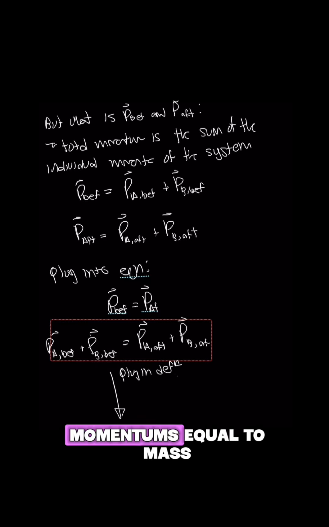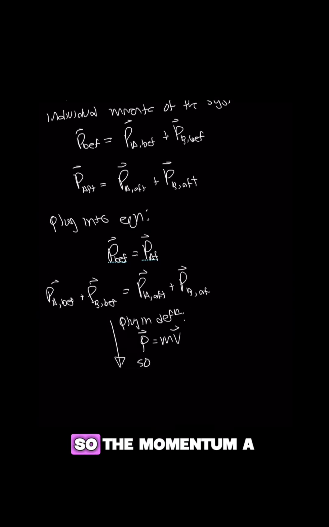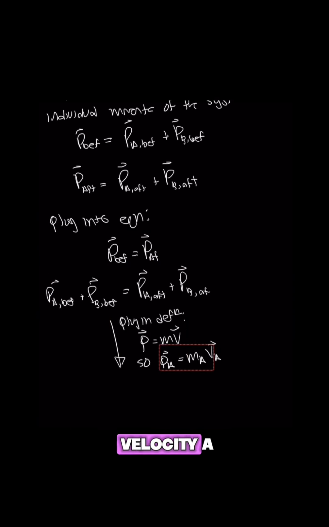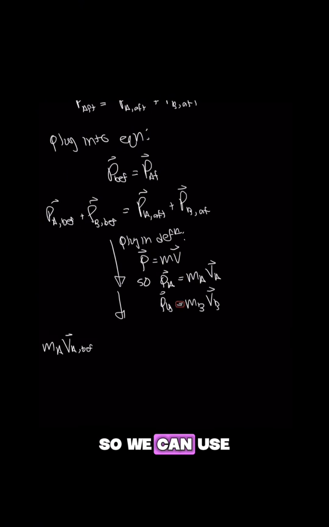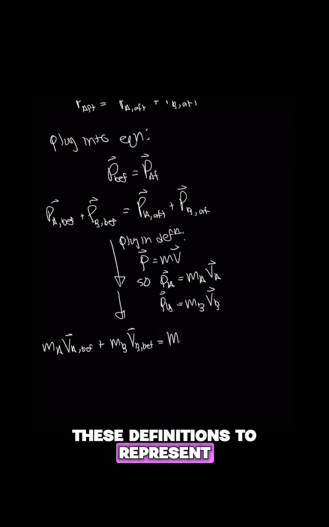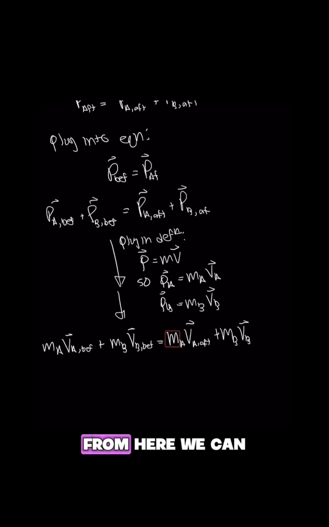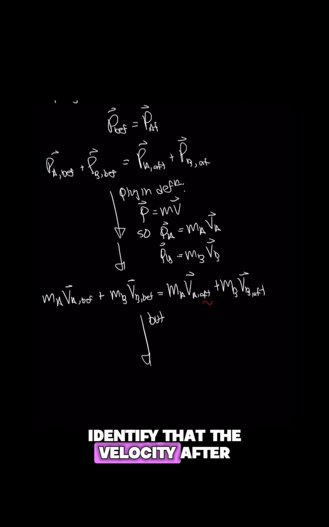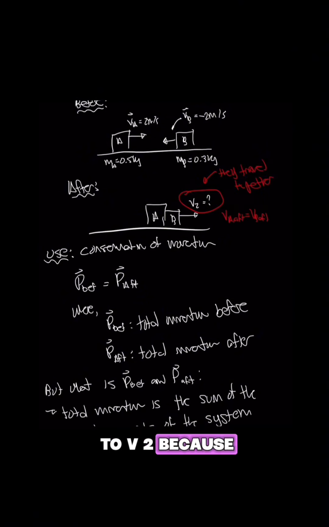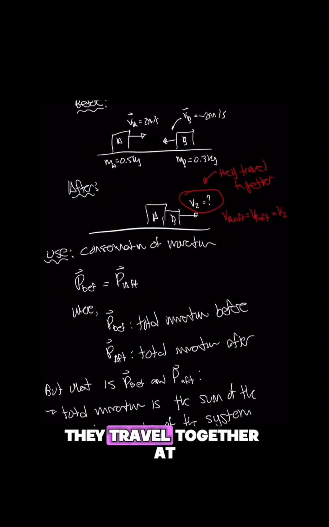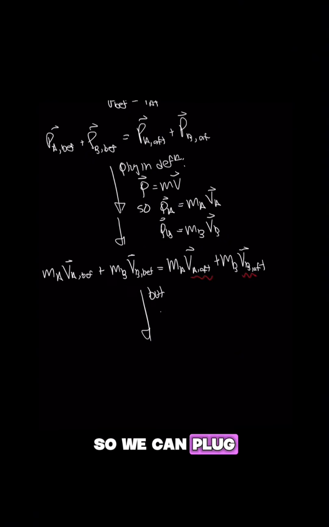Next, we know that momentum is equal to mass times velocity. So the momentum of A is going to be equal to mass A times velocity A, and the momentum of B is going to be equal to mass B times velocity B. So we can use these definitions to represent the momenta like so. From here, we can identify that the velocity after for A and B are going to be the same. They're going to be equal to V2 because if we look at our diagram, they travel together at the same velocity. So we can plug in V2 for both.